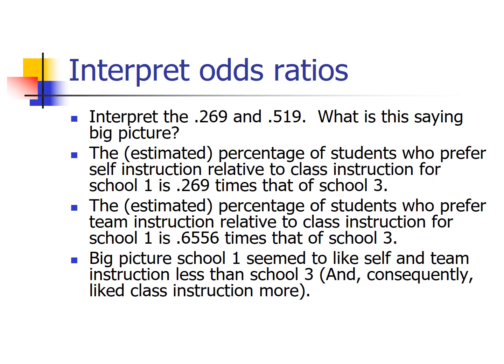What's really being said? What that first bullet point is really saying is that in terms of school one, a lower proportion of students prefer self-instruction. The proportion of students in school one that prefer self is smaller than that of school three. Also, the proportion of students in school one that prefer team is smaller. And so consequently, the number of students that prefer class instruction is higher in school one. So school one relative to school three liked class instruction more, the traditional way of approaching it, and these newer novel ways, self-instruction and team instruction, less.